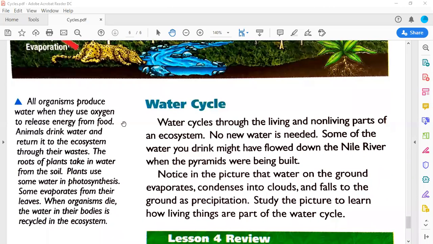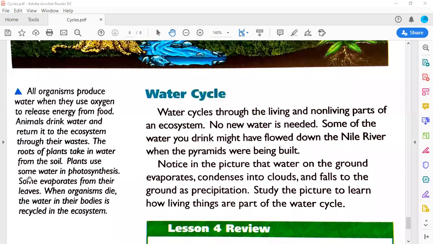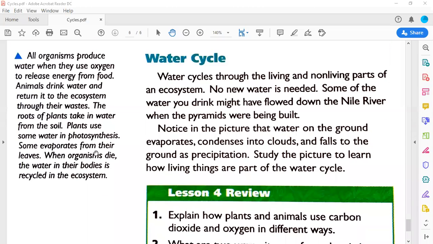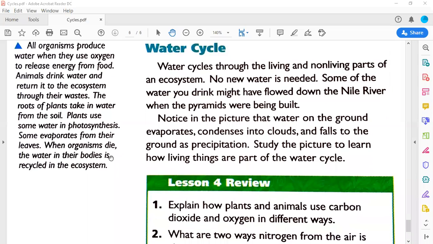It says all organisms produce water when they use oxygen to release energy from food. Animals drink water and return it to the ecosystem through their wastes. Then roots of plants take in water from the soil. Plants use some water in photosynthesis. Some evaporates from their leaves. When organisms die, the water in their bodies is recycled in the ecosystem.